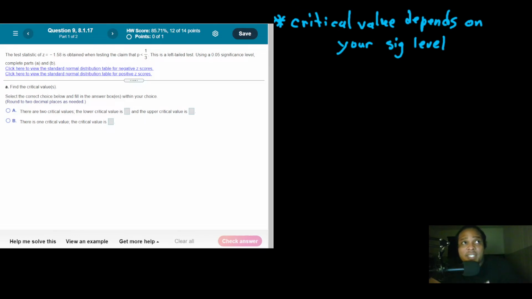However, the significance level, if you may recall, is a percentage. So you're not going to use normal CDF because you actually have an area, a percentage, a shaded region. You're going to use inverse norm. So let's go ahead and see what we got here. Find the critical value. This is a less than, so this is a left tail test.